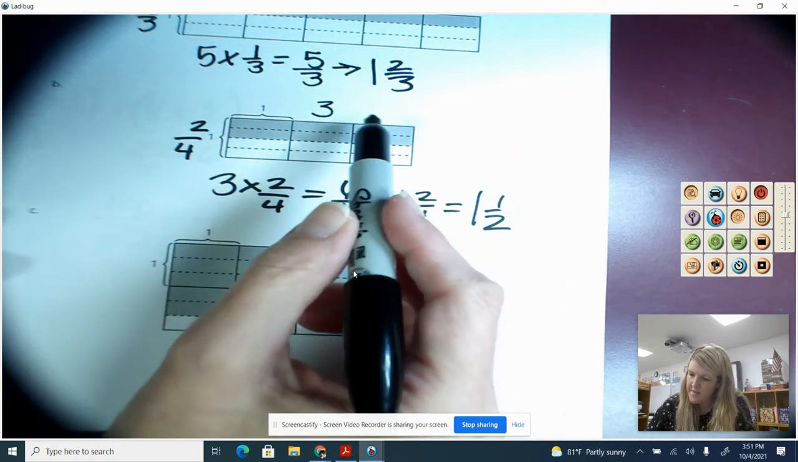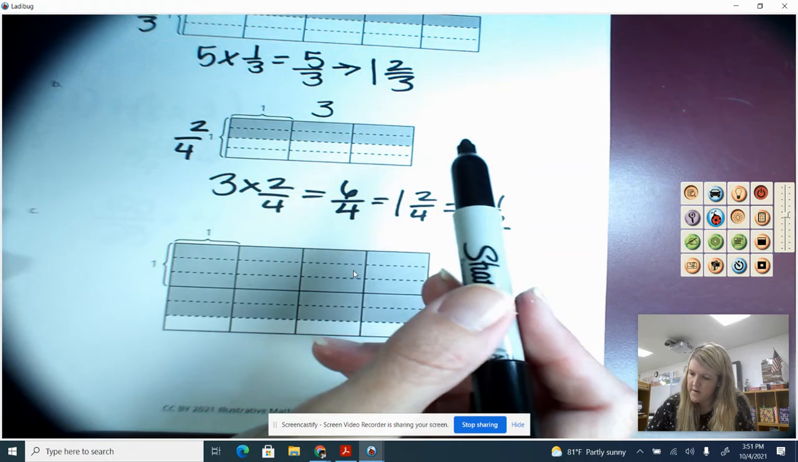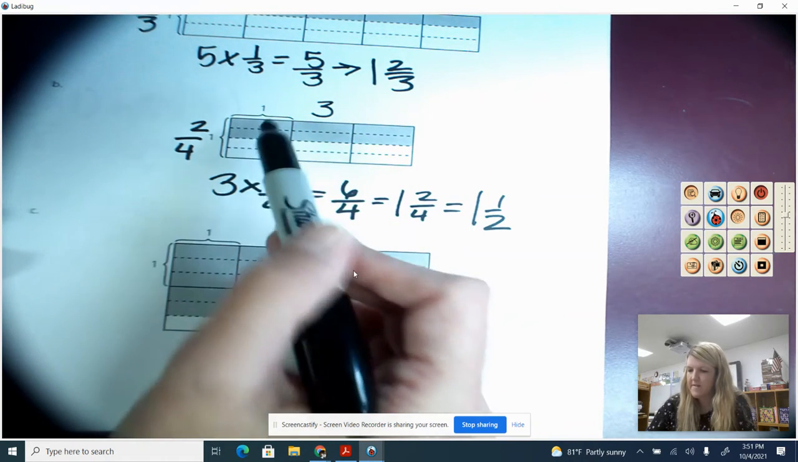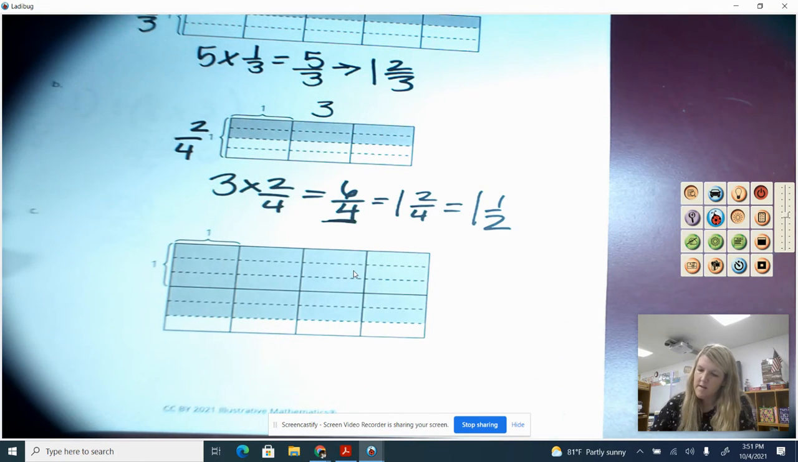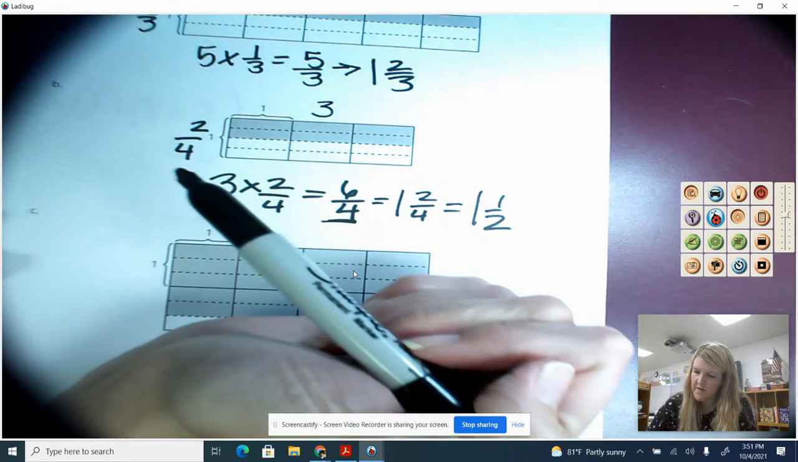And I could use this picture to help with this one, because I can see that I've got 6 shaded in, and each one is divided into fourths. So that's how I got the 6/4. And then here I've got 5 shaded in, and each one's divided into thirds.